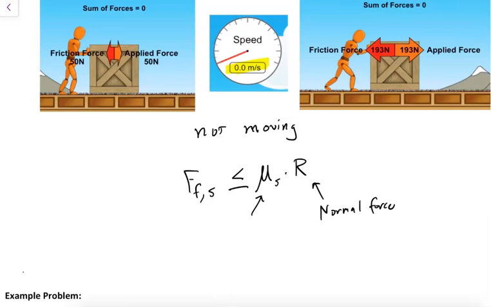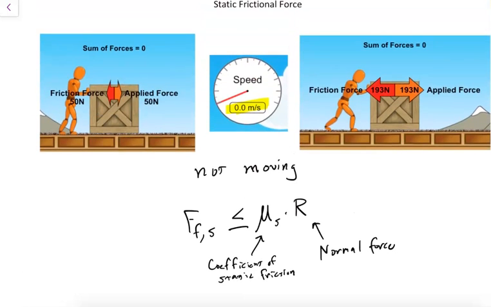And this is what we call our coefficient of static friction. We should have already learned this. And this less than or equal sign shows that the frictional force is always going to be equal to the pushing force until it reaches some maximum. And that's where that less than sign comes in.